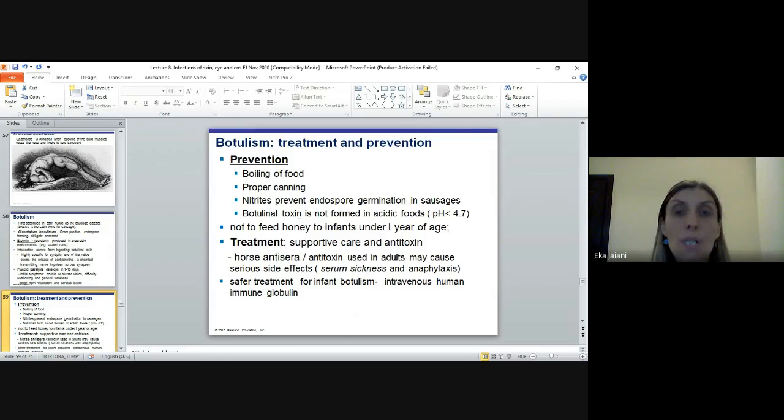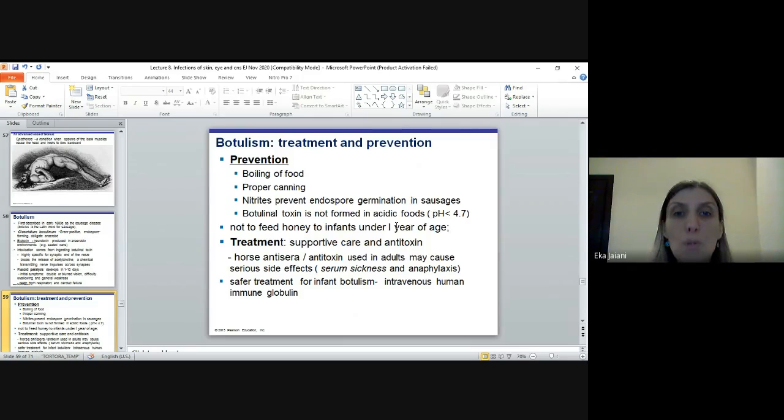So this food is safe, but homemade canned food is not safe. And nitrates can also prevent endospore germination in sausages. So sausages, especially homemade ones, can contain this botulinum toxin. And when you check the content of sausages, you will very often see the presence of nitrates. It is used to prevent endospore germination.